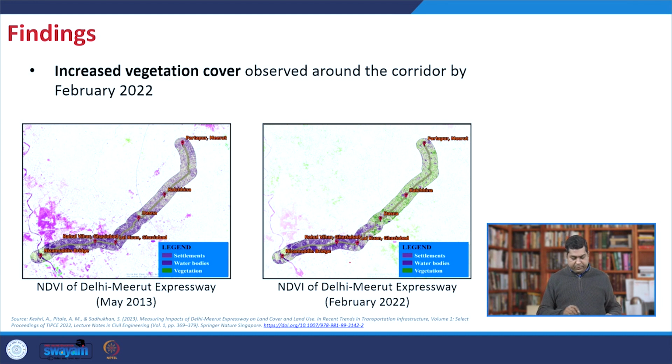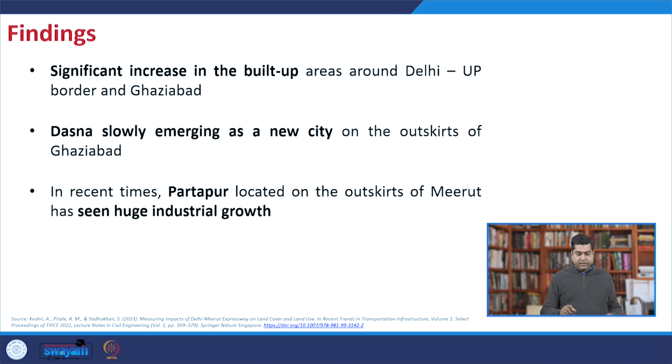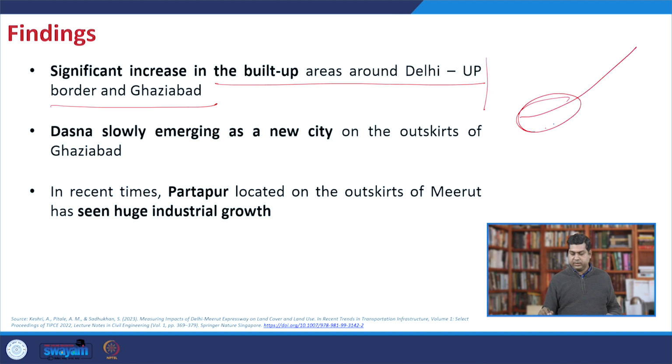Definitely, wherever new construction is coming up, automatically there is some drop, but in a few areas there is new vegetation coming up because it is planned development of green areas. Now, there is a significant increase in the built up across the Delhi and UP border and Ghaziabad. So we have seen that if this is the corridor, this area has the maximum built up coming up.